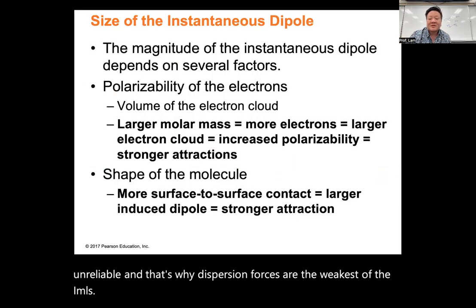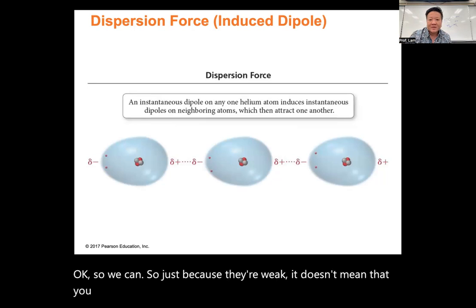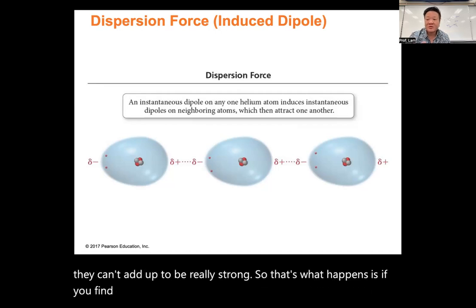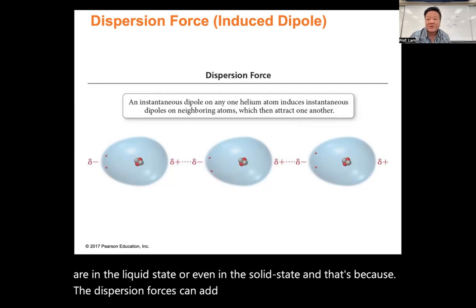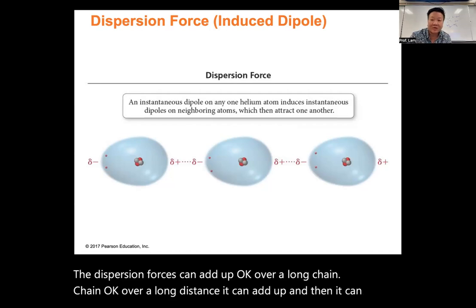Okay. So just because they're weak, it doesn't mean that they can't add up to be really strong. That's what happens: if you find dispersion forces, you can find nonpolar molecules that are in the liquid state or even in the solid state. That's because the dispersion forces can add up over a long chain, over a long distance, and then it can be very strong, okay?